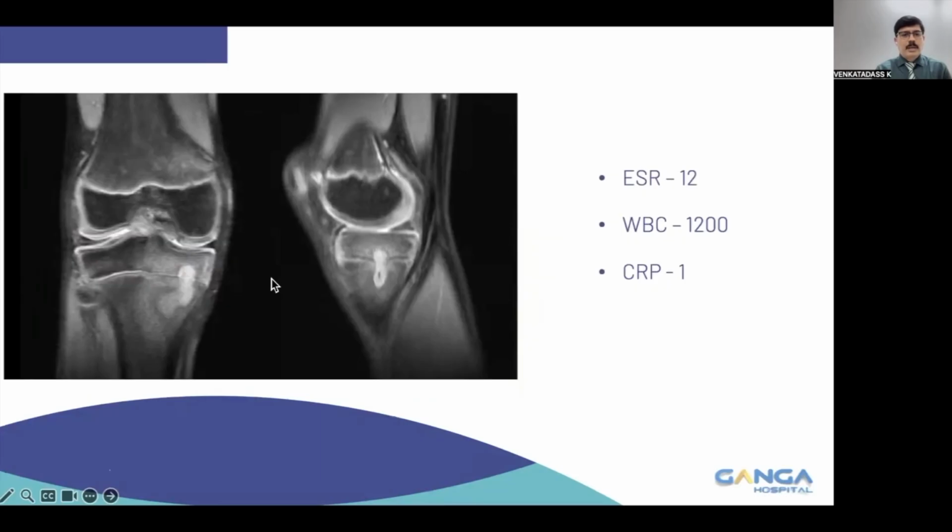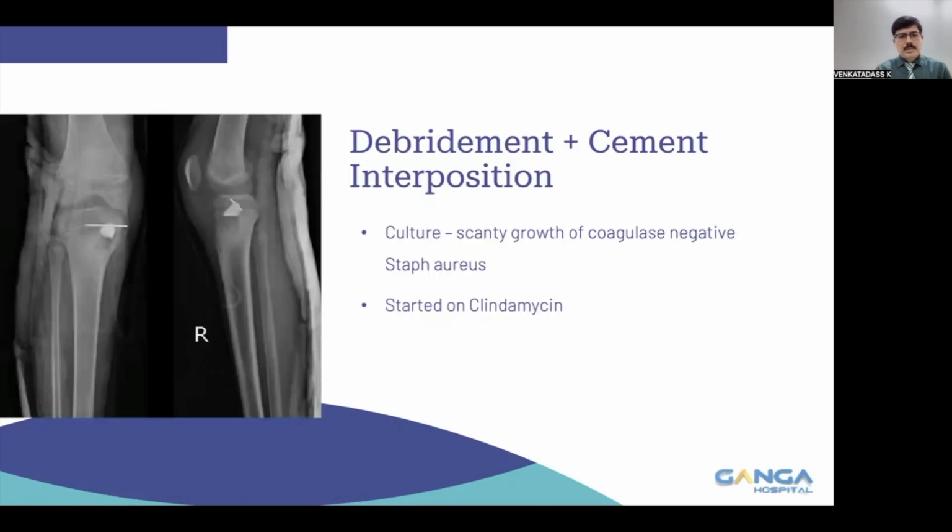And when we did an MRI, we clearly saw that there is an abscess in the metaphysis, which crosses the growth plate and goes into the epiphysis, like an hourglass appearance. His bloods were surprisingly normal, so probably it is a subacute infection. However, we went ahead to drain the abscess, and we know that whenever there is a connection between epiphysis and metaphysis, there is a potential chance of bar formation. So in order to avoid that, we did a cement interposition.